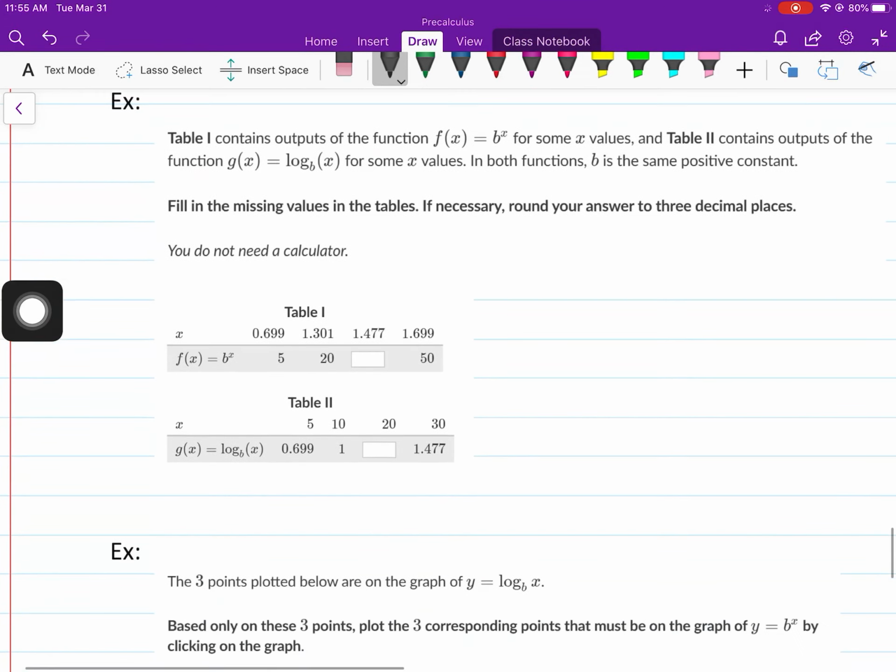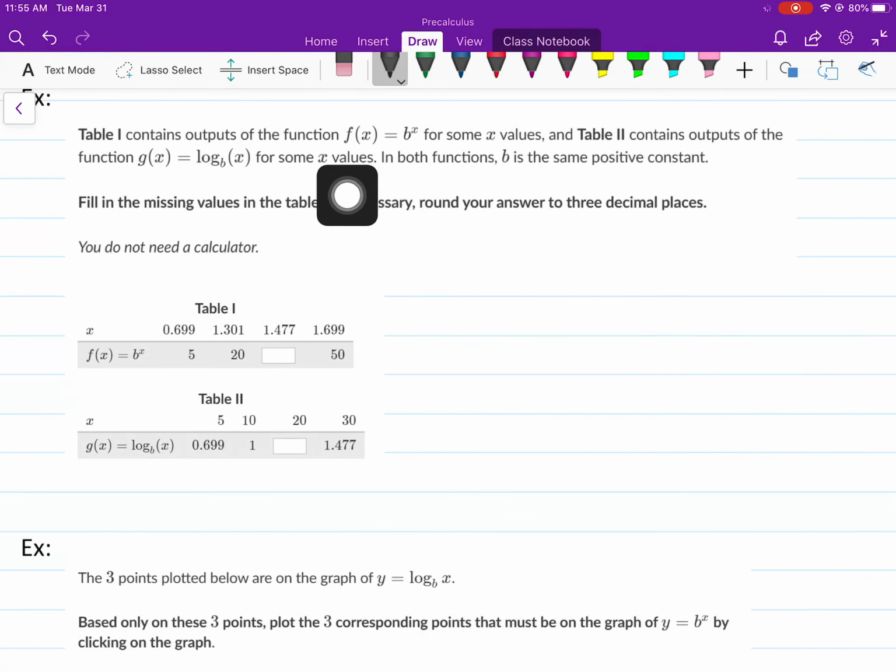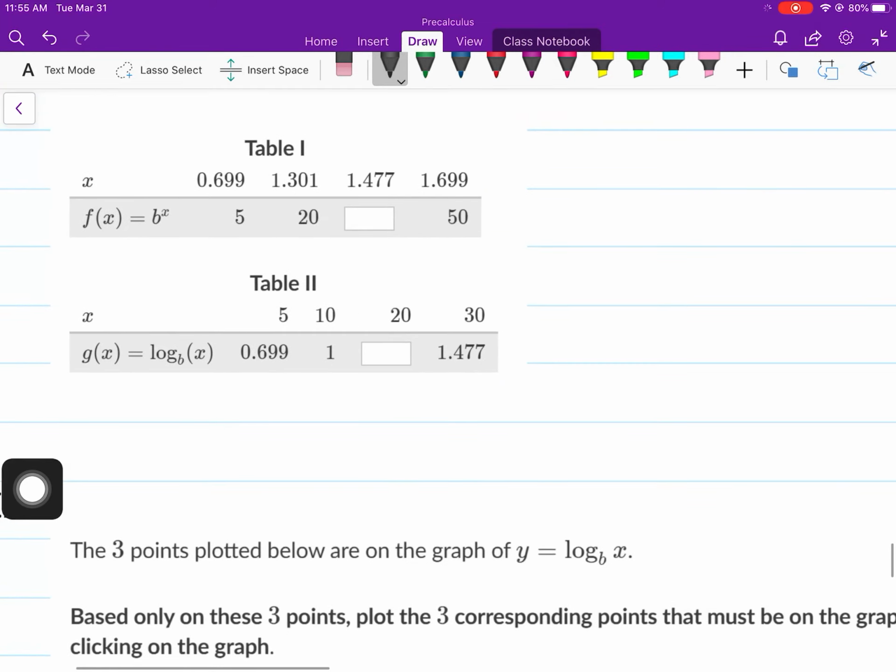x and y idea. So here they give us a table. You could read through it, but basically this one represents the exponential. This represents the logarithm. So really they're just switching x and y. They're just inverses of each other. So if you have 1.301 and the output is 20, then notice when the input is 20, the output would be 1.301. Let me pick a different color so you can see that I'm answering that. And I'm also going to highlight it.